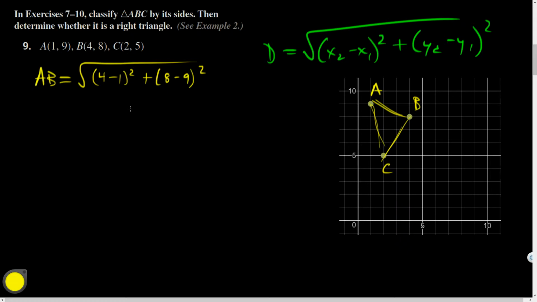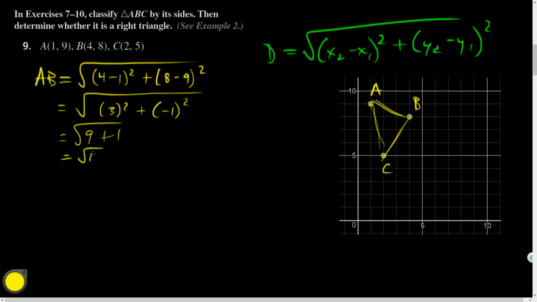In the back, my friends, track with me. 4 minus 1 is 3. 8 minus 9 is -1. Keep that in parentheses because when I square it, I'm going to have the square root of 9 plus 1, which is the square root of 10. So from A to B is square root 10. Let's get a decimal approximation for that. It should be about 3 point something, right? 3.16 we'll call it.